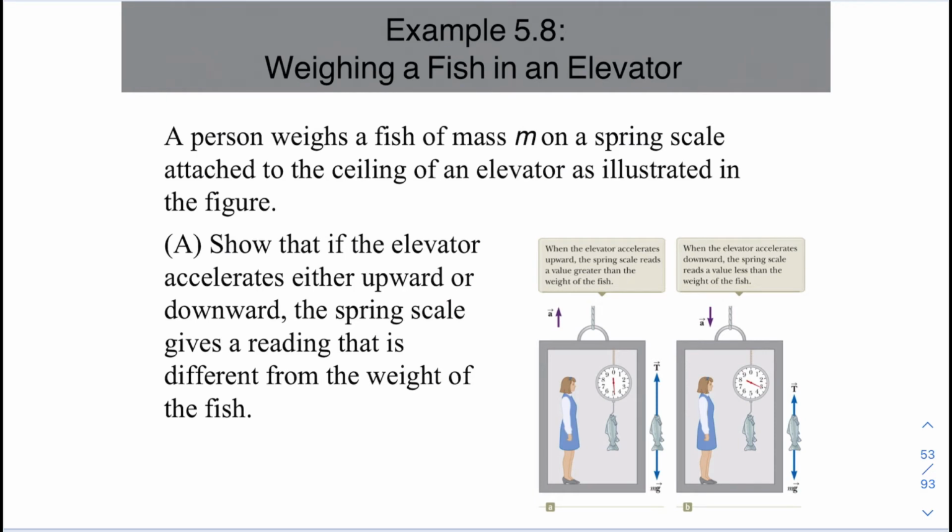Then now, example 5.8. A person weighs a fish of mass M on a spring scale attached to the ceiling of an elevator as illustrated in the figure. Show that if the elevator accelerates either upward or downward, the spring scale gives a reading that is different from the weight of the fish. My dear, actually this is also known as the apparent weight situation.